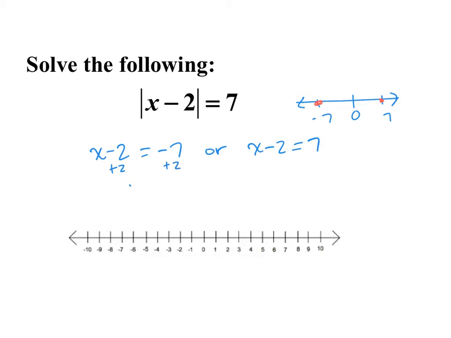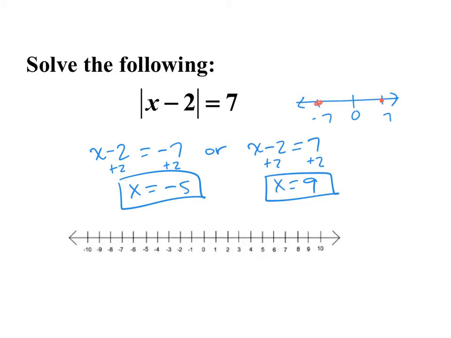And we get two solutions. x is either equal to negative 5, or x can be equal to 9. I've represented our solutions here, but I'm going to go ahead and show the solutions on the number line. That means our two solutions are either negative 5 or positive 9.